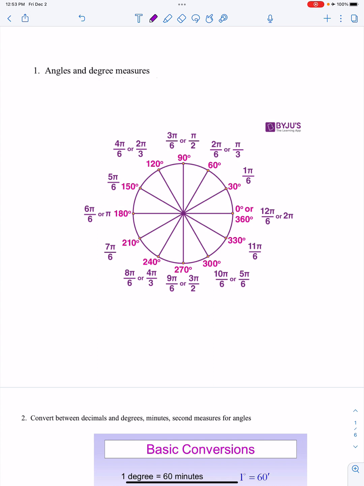On this same diagram, you can see these values that have a pi in them. Those are called the radians. So all the degree measurements can also be written in radian measurement, and we'll get to that a little bit later.